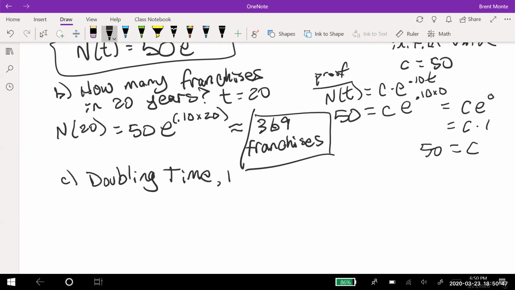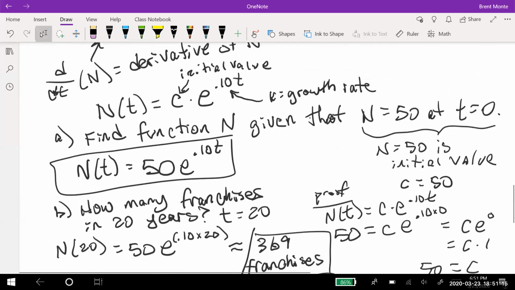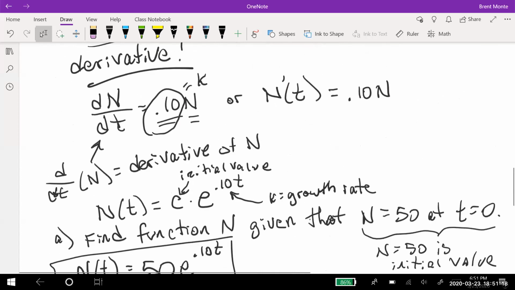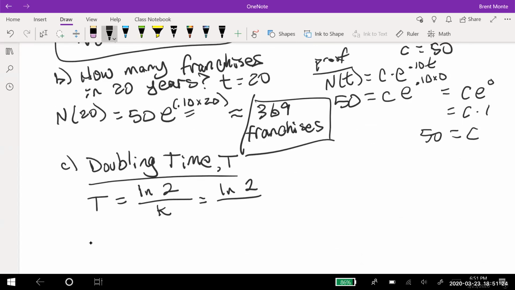The doubling time T is equal to the ln of 2 divided by whatever the growth rate K is. And if you remember that, you can just use that formula. So in our case, I've got the ln of 2 divided by K, which was my growth rate. Well, my growth rate was that 10% per year. Remember way up here, they said they grow at 10% per year. It's the same K value that I was using here, so ln of 2 divided by 0.1.